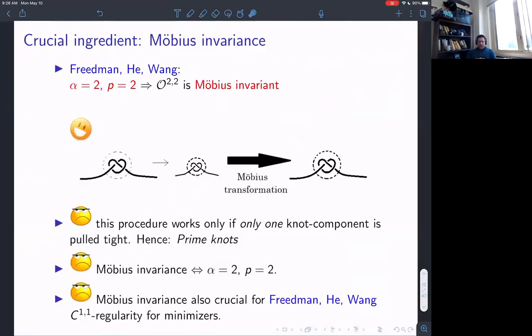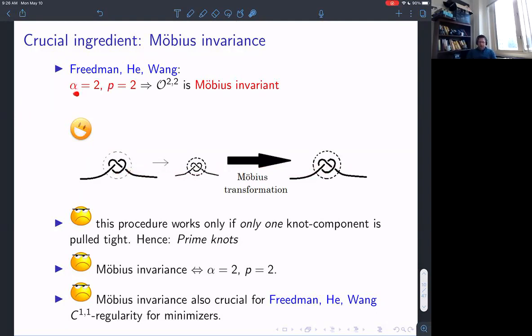So why is this restriction to alpha equals 2 and p equals 2? So this is Freedman, a topologist geometer who wants the Fields Prize, right? So the point is that this is a very geometric argument. It's beautiful, and I don't really understand it. But here's a picture that I stole from somebody.